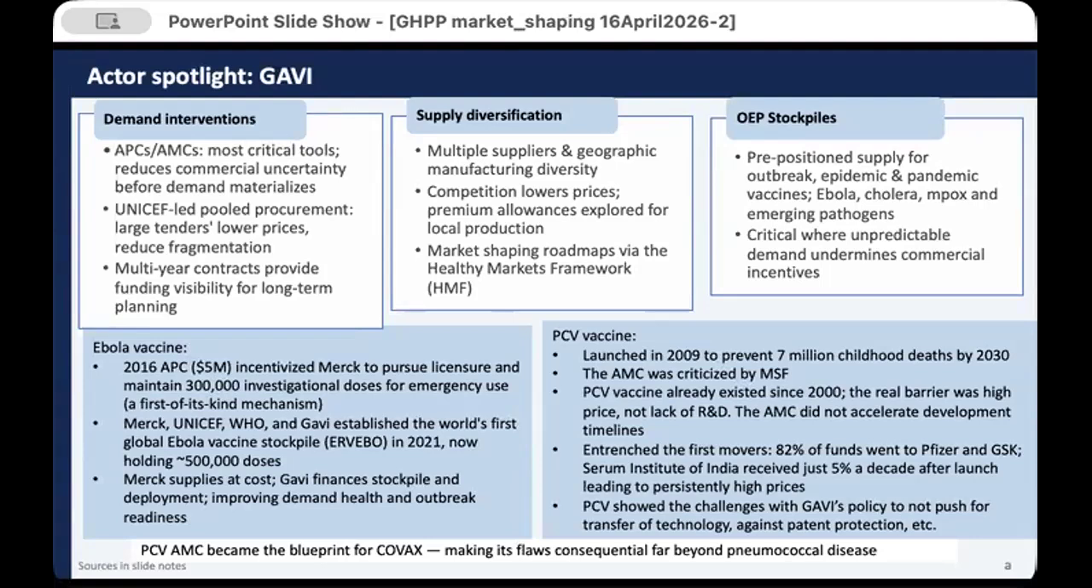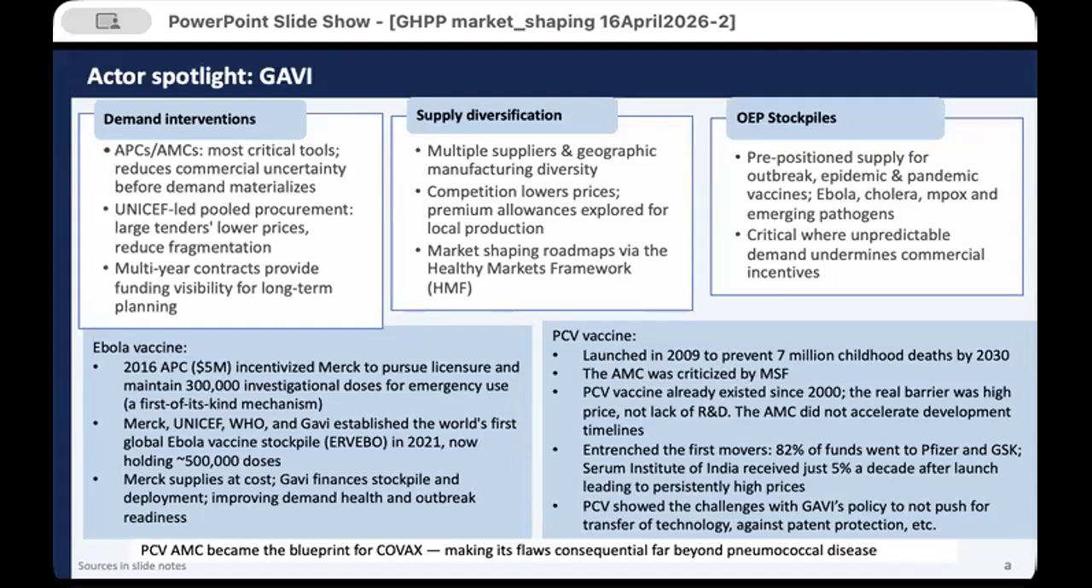The arrangement is really interesting. So basically, Merck supplies the vaccines at cost. Gavi finances the stockpile and deployment, improving both the demand health and outbreak readiness. The incentive alignment here is a model, in my opinion, that is worth carrying forward.